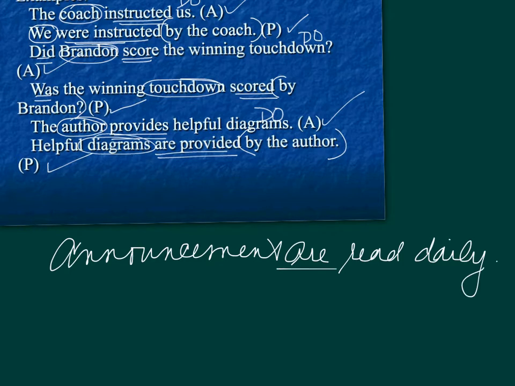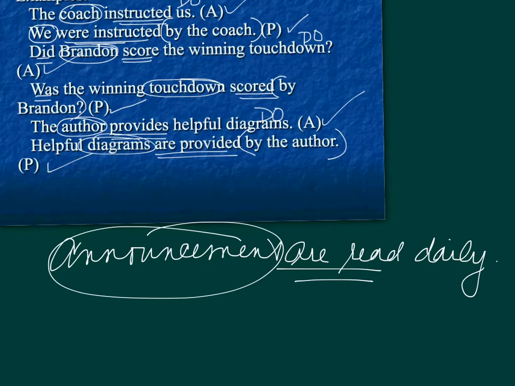The verb is "are read." The subject is "announcements." "Are read" is the verb. Do we know who's doing the reading? No, we don't. This is passive voice, but it's okay. We don't know who's doing the reading, and we don't want to communicate who's doing the reading. So here's an example of a time where passive voice would be unavoidable.